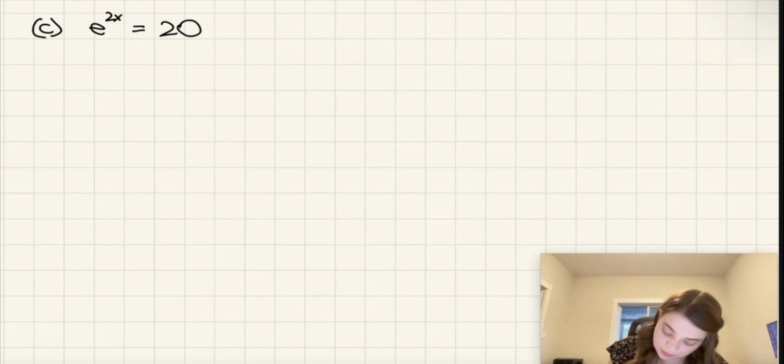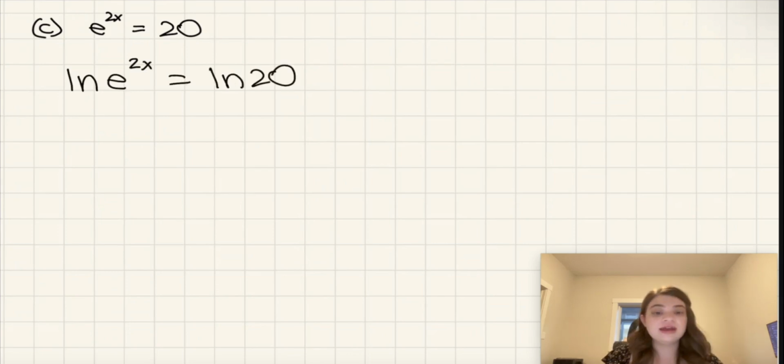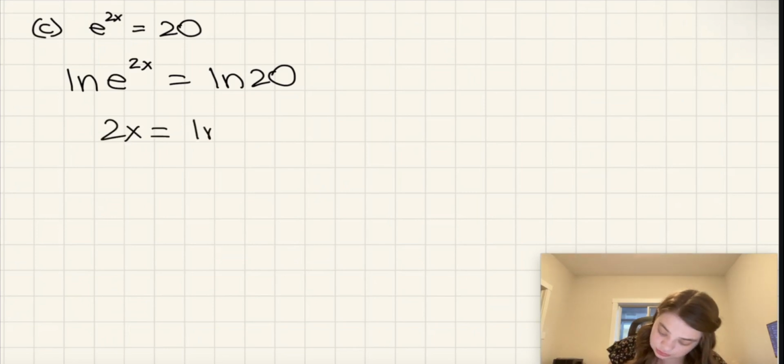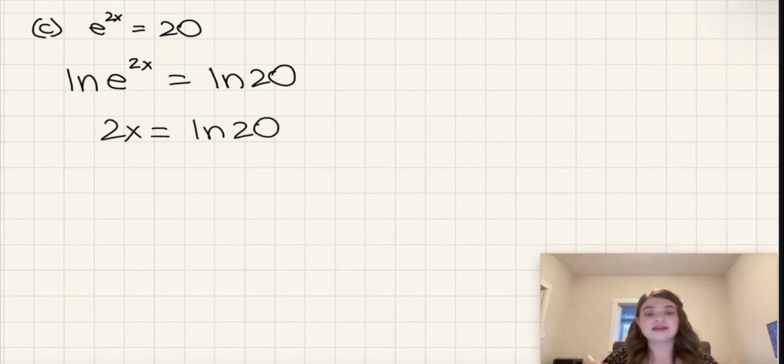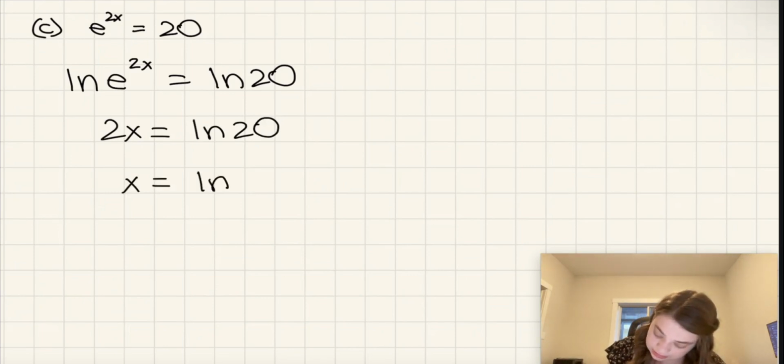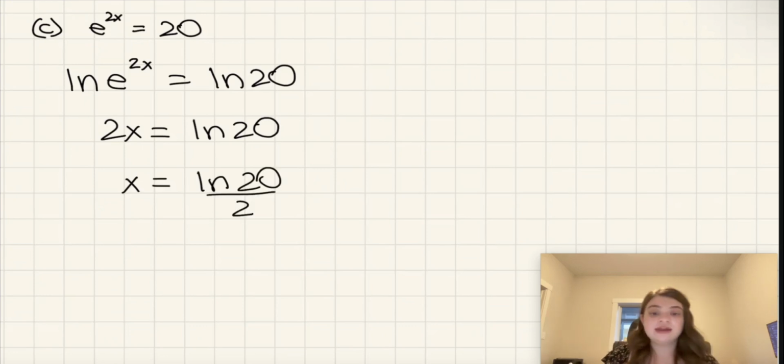So I'm going to ln both sides, and we're going to get ln e to the power of 2x equals ln 20. Then in the next step, ln and e cancel out, and we just get 2x is equal to ln 20. Then we can divide both sides by 2 to get that x is equal to ln 20 over 2. And if the question wants the exact answer, we would just leave it like this.